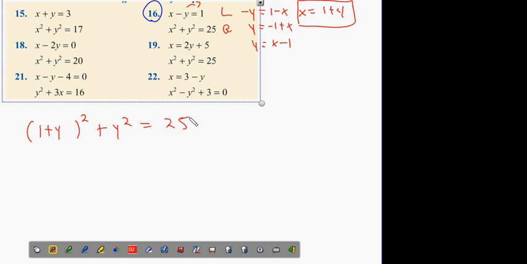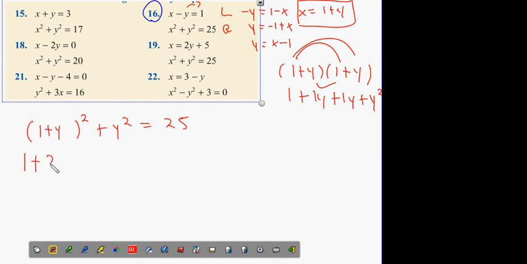Now guys, we've already done these a couple of times today. 1 plus y squared is 1 plus y multiplied by 1 plus y. 1 by 1, 1. Plus 1y. Plus 1y. Plus y by y, y squared. Now y plus y, 2y. So it's going to be 1 plus 2y plus y squared plus another y squared. And once you bring that 25 over to your side, minus 25.